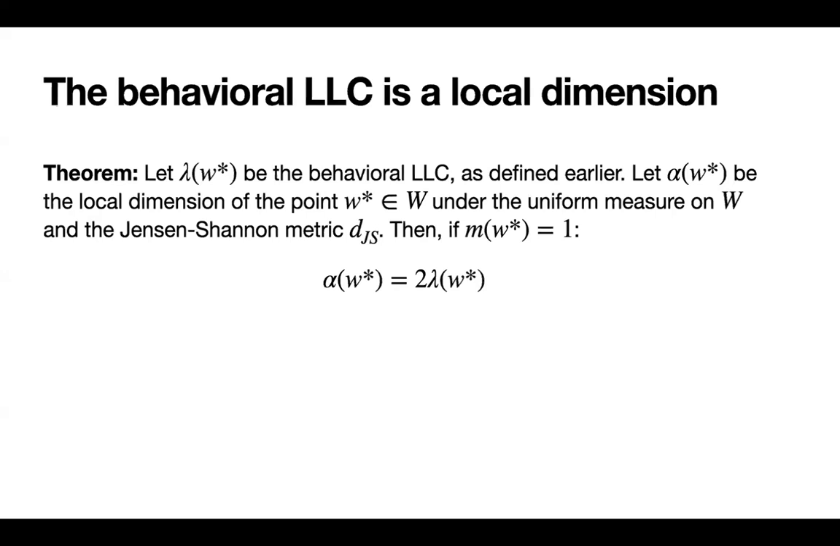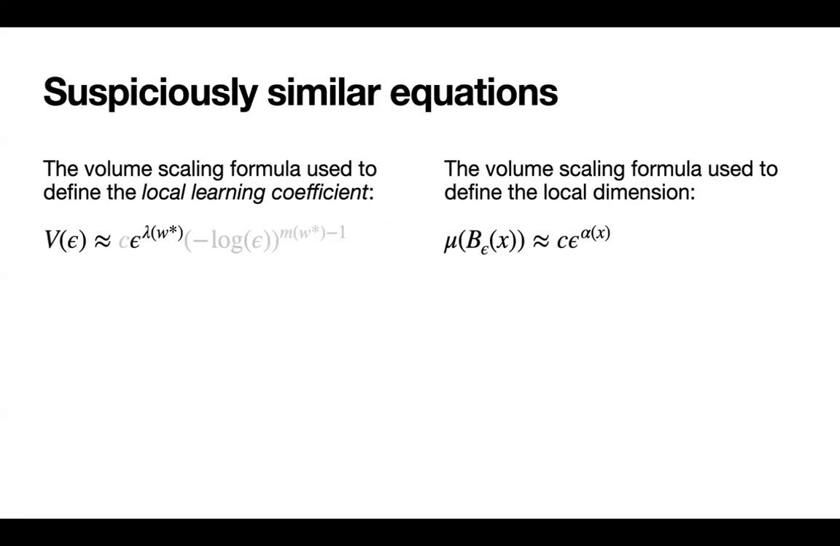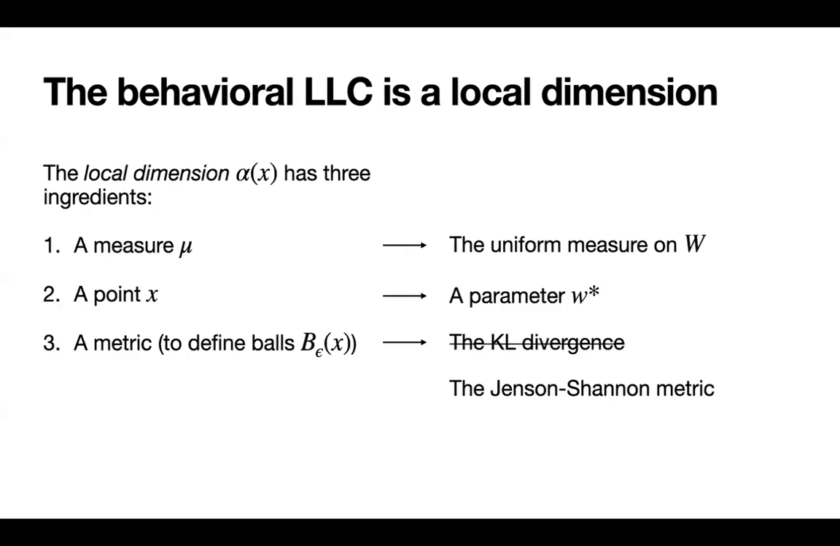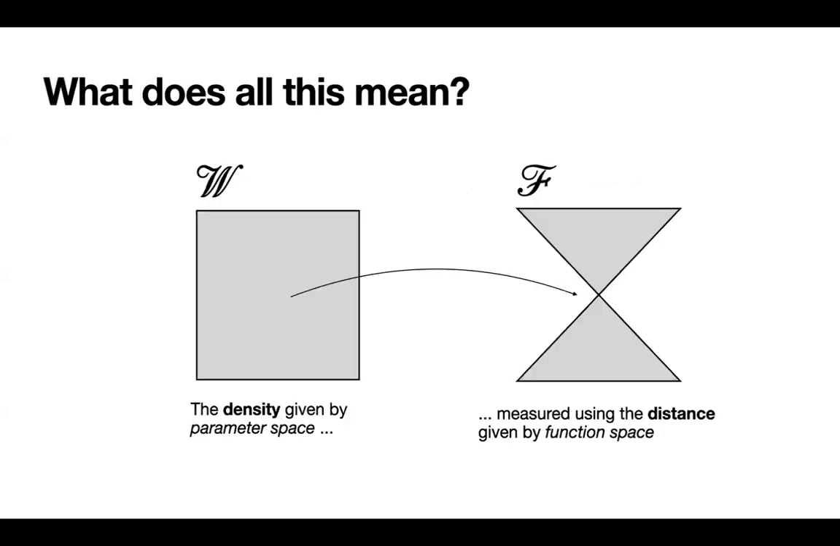In the case where this multiplicity term is one, if you call this equation here, this M of W star, if that's one, then that lower order term is dropping out. So we're basically saying, ignoring the lower order term, you get this equality, that this local dimension is twice this behavioral LLC. Okay, so let me unpack this a little bit.